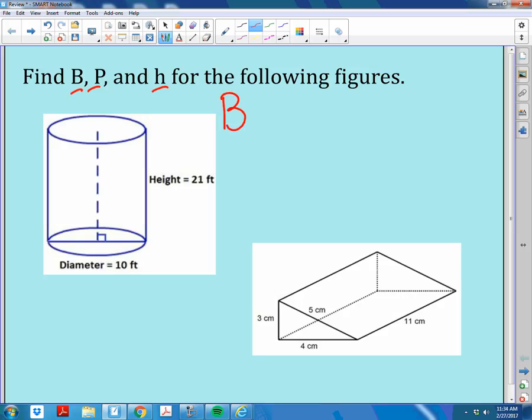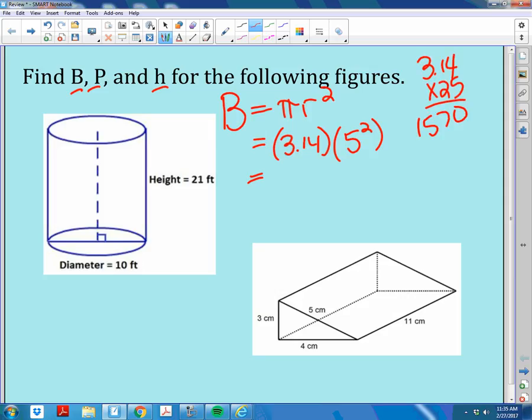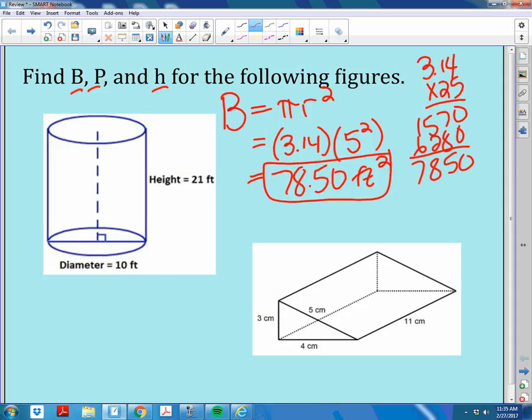So to find the area of the base of this object, what do we need? Labib? Area is pi r squared because it's circular. So it's pi r squared. We fill in as 3.14. What is the radius? 5 squared. So we end up with 25 times 3.14. That gives us 78.50 square feet. 78.5 square feet.